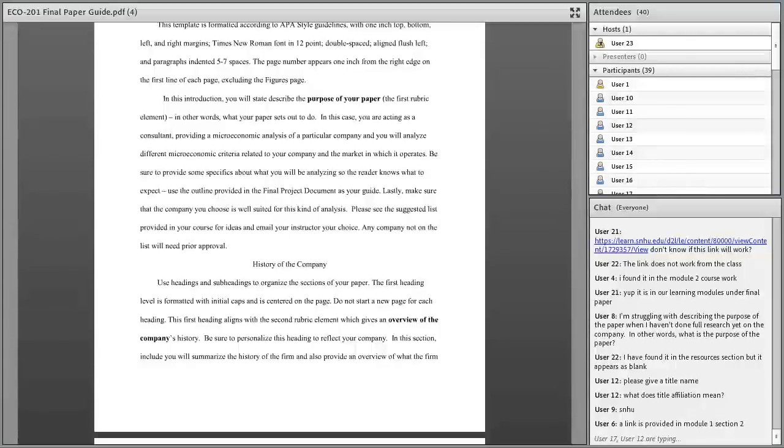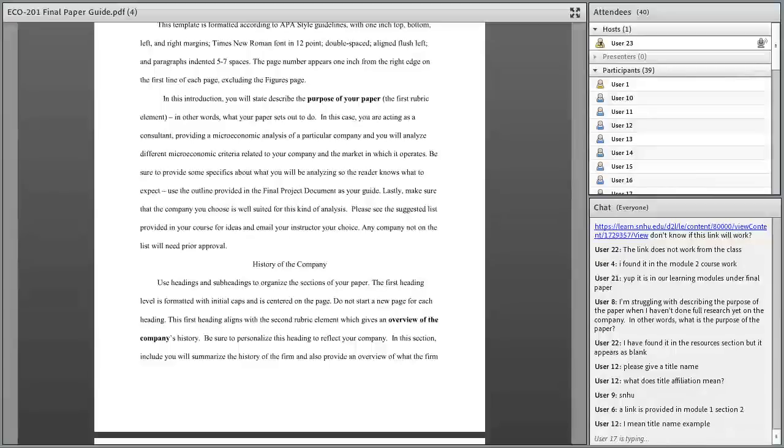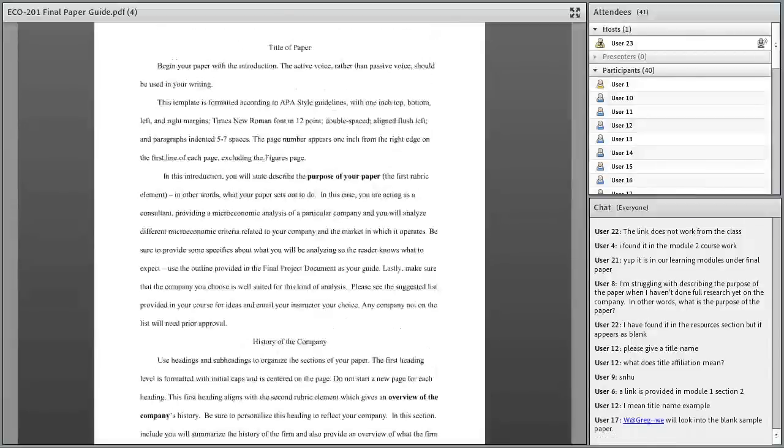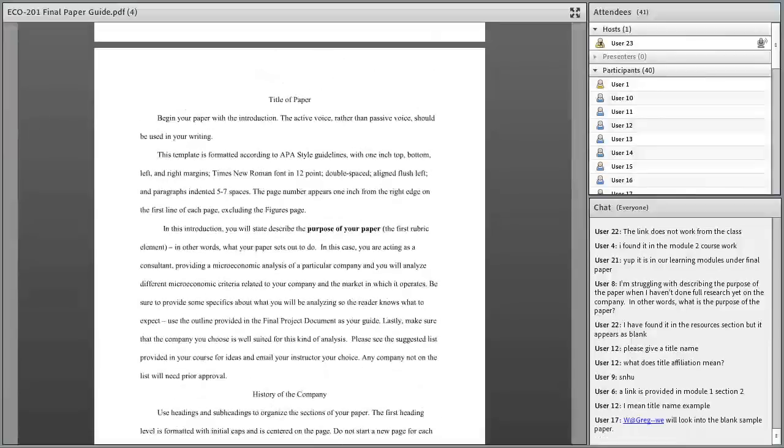You can expand it a bit because you know what company you're researching. But you don't need to go into a lot of detail. Like, you don't need to talk about the supply and the demand. You don't need to talk about the price elasticity of the company. You just need to mention what kind of research you're going to conduct. Does that help, Karen? Yeah, so in other words, what is the purpose of the paper? What are you going to do?